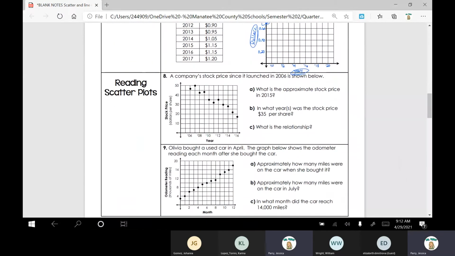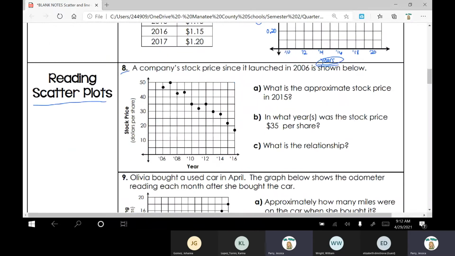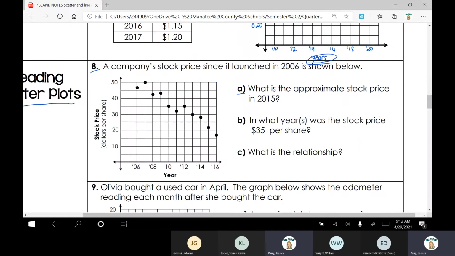Okay. So we've got the basic understanding of how to identify whether it's positive, negative, or none. Now let's get a little bit further with reading scatter plots. So we've got number 8 here. It says a company's stock price since it launched in 2006 is shown below. And then we've got our first question A. What is the approximate stock price in 2015? So let's just look at our graph. We have our stock price and we have our year. It's asking us, what is the approximate stock price in 2015? So we know we're going to be looking at 2015.